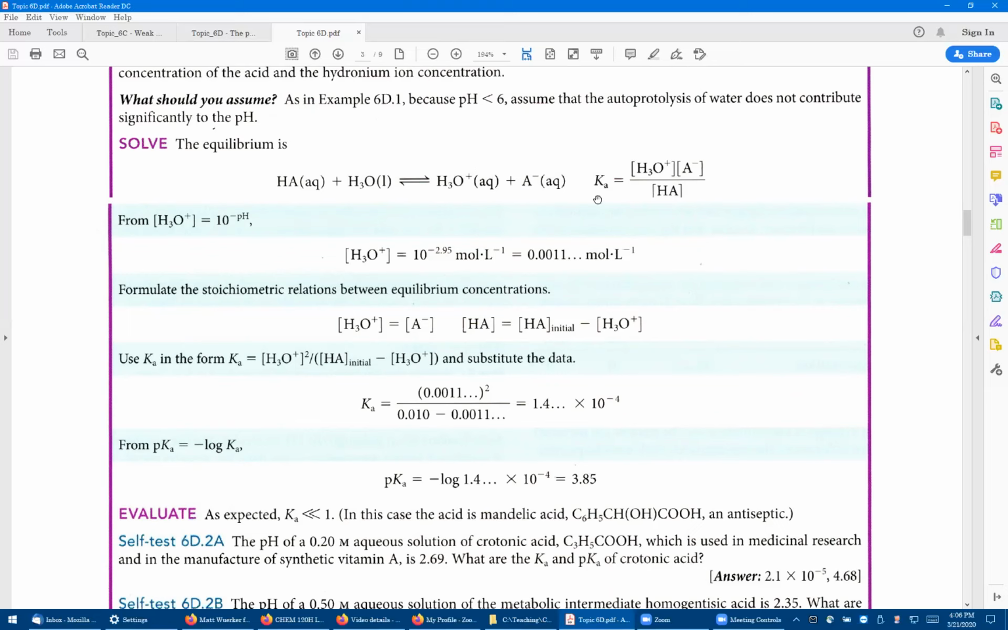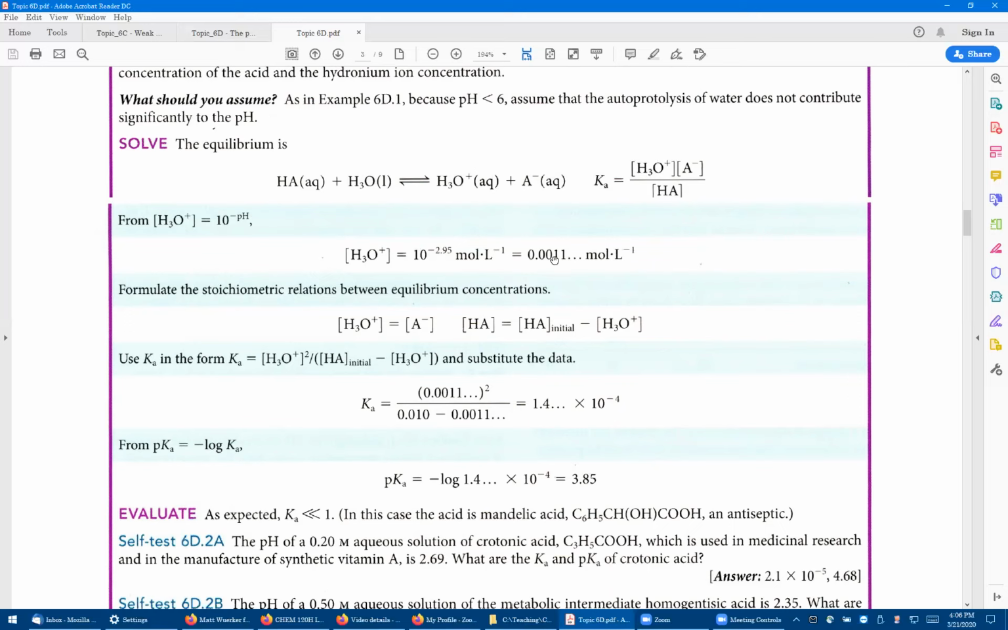So now, we know the H3O+, and we know that because we know the pH. As we've seen before, the hydronium ion concentration is just 10 to the minus pH number, which is 10 to the minus 2.95 from this problem. And so that turns out to be 0.0011 moles per liter. That's the concentration of hydronium ion at equilibrium.